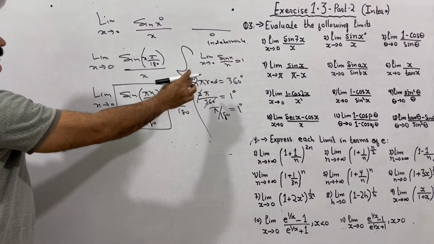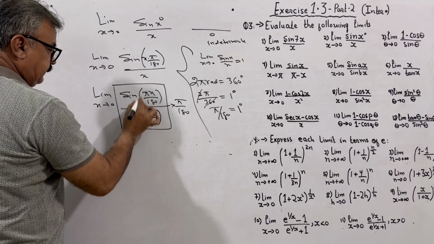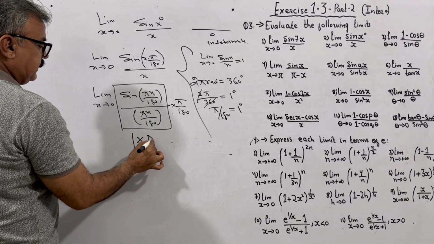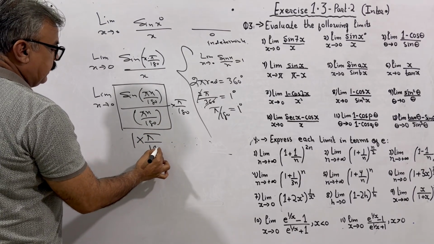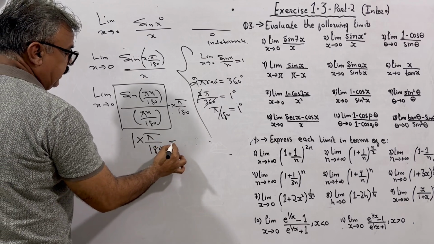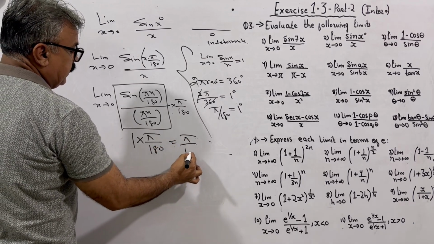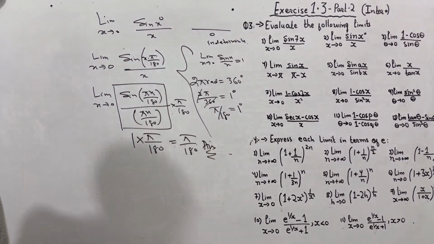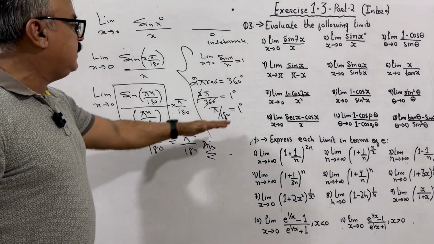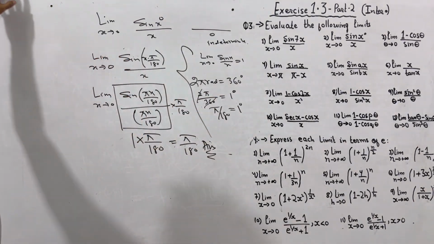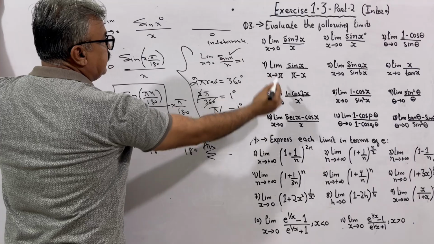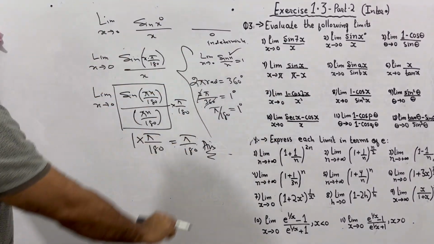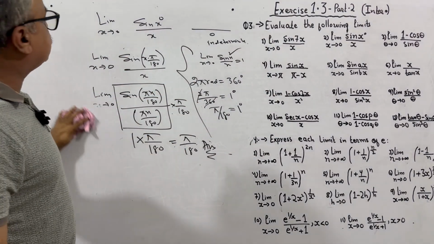By virtue of this identity, it's equal to 1 times pi over 180, so pi over 180 is our answer in that case. First identity: sin x over x is equal to 1, where the inclination or angle is measured in radians.